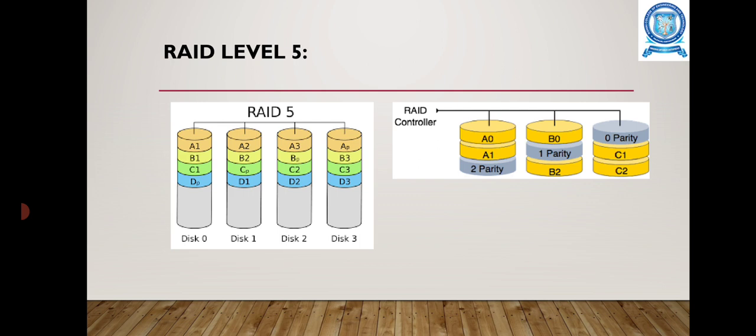Next one is the RAID controller. This is also used in RAID level 5. Here is the same figure, and in this also each disk contains the parity bits.